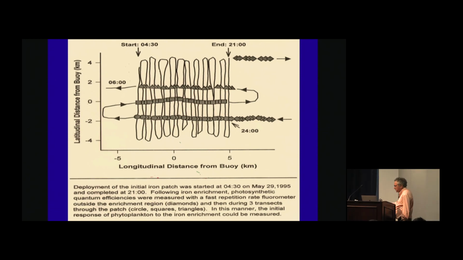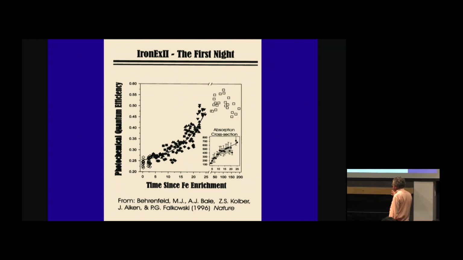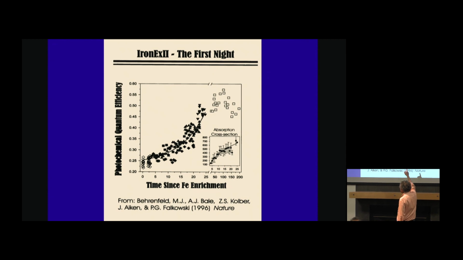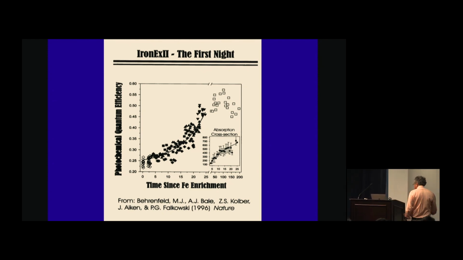And what we can do is measure the photosynthetic processes. In this particular case, we use a very simple fluorescence tool. I'm not going to go into details, but within 24 hours after the addition of iron, the photosynthetic rates go up by a factor of 2. So the iron had biochemically, physiologically limited the ability of the cell to absorb solar energy and to use it to make sugar or candy.